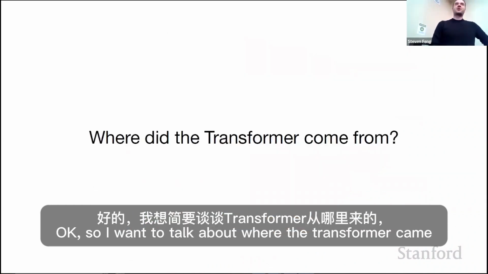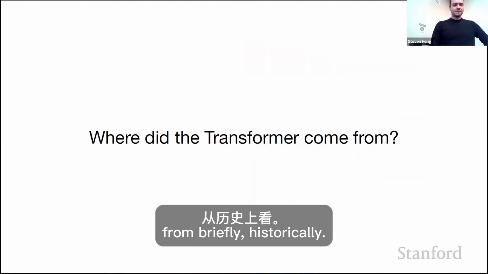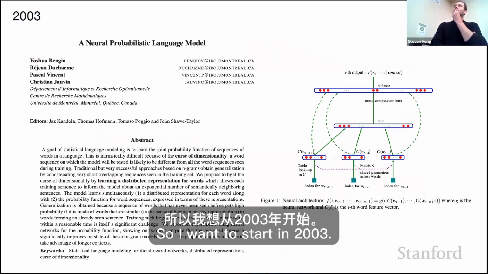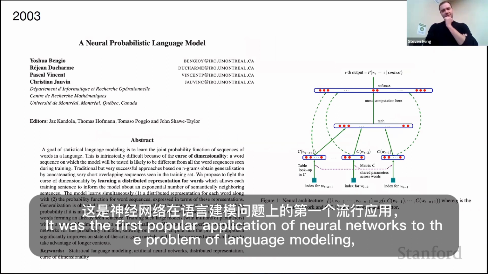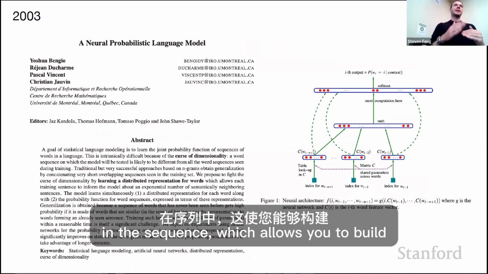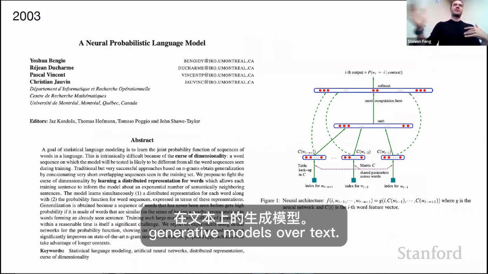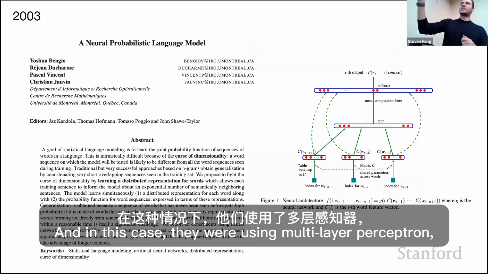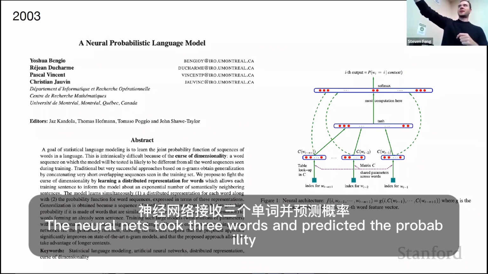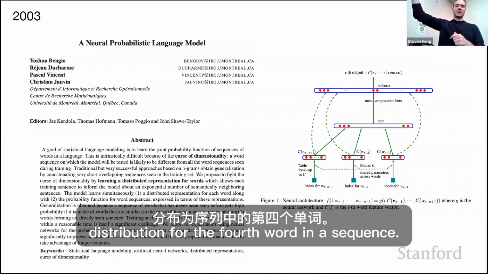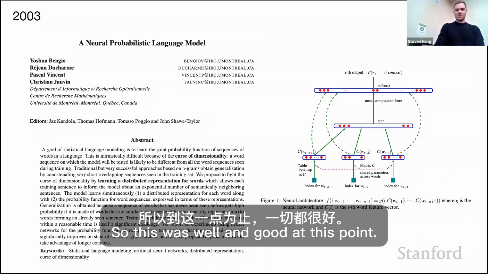Okay, so I want to talk about where the transformer came from briefly, historically. So I want to start in 2003. I like this paper quite a bit. It was the first sort of popular application of neural networks to the problem of language modeling. So predicting, in this case, the next word in a sequence, which allows you to build generative models over text. And in this case, they were using a multi-layer perceptron, so a very simple neural net. The neural net took 3 words and predicted the probability distribution for the 4th word in a sequence. So this was well and good at this point.